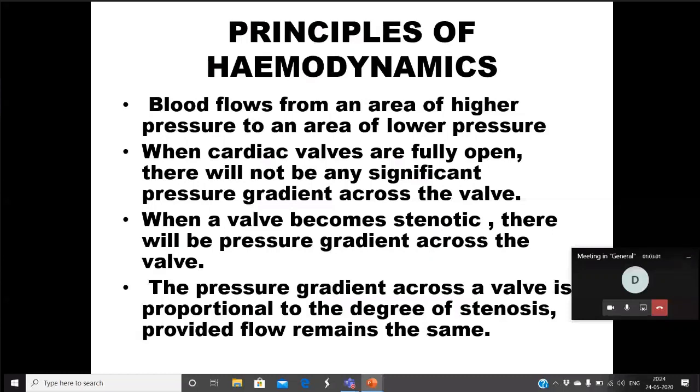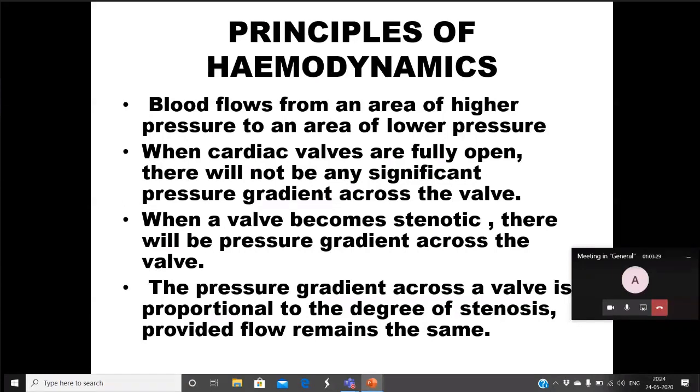Less than 20. Usually less than 15. Usually around 10 to 12 is taken as normal, and when it goes above 15, you have to suspect that there may be a mild degree of aortic stenosis. Pulmonary valve? Less than 10 again, about 5 to 7. So these are the mild gradients across the valves.